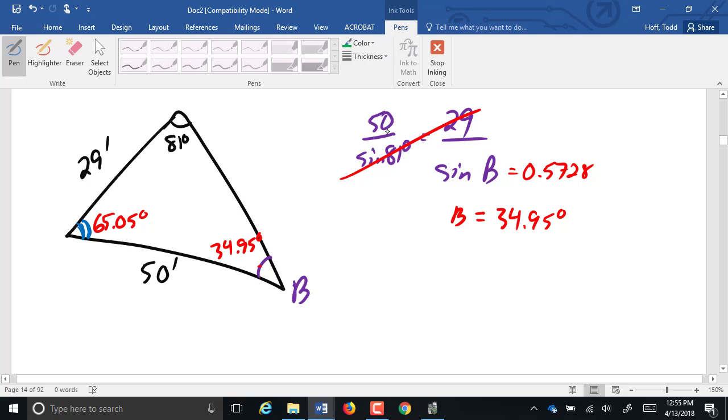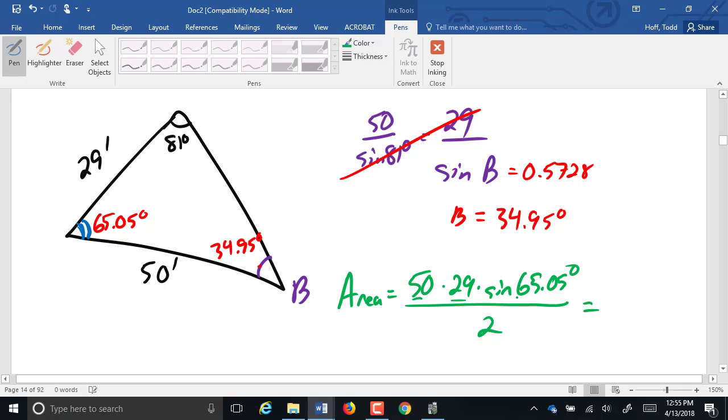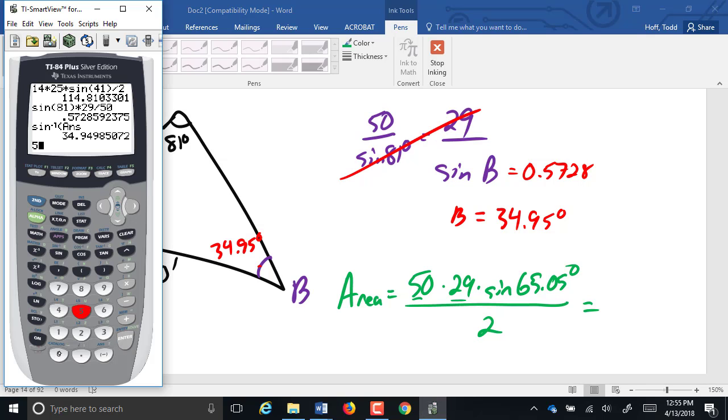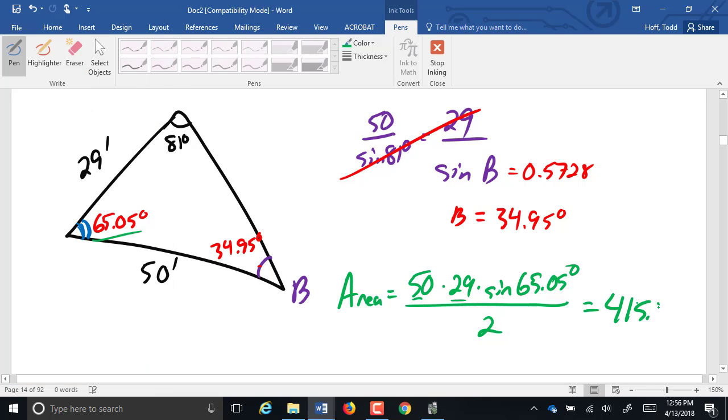So then my area would have to be found by doing what? Divided by 2. Very good. 50 times 29 times the sine of 65.05, because that's the angle in between them. Divided by 2. 415.32 square feet.